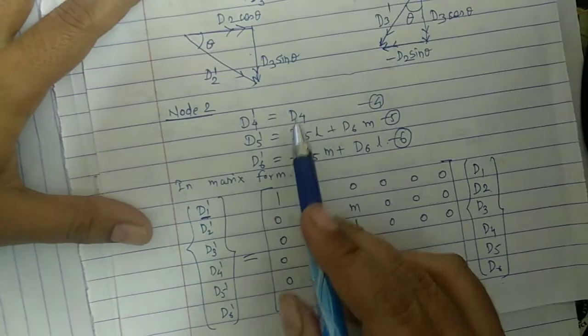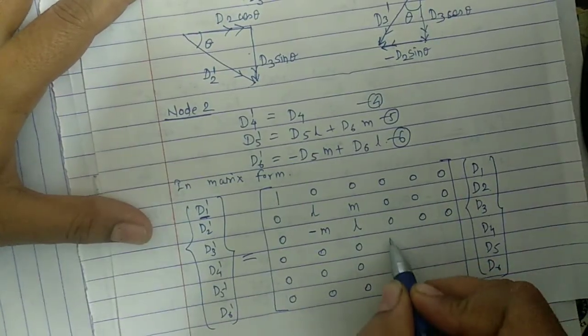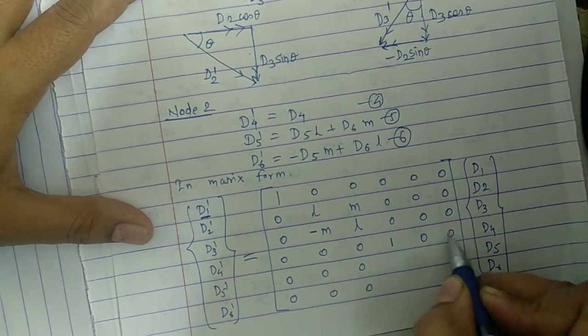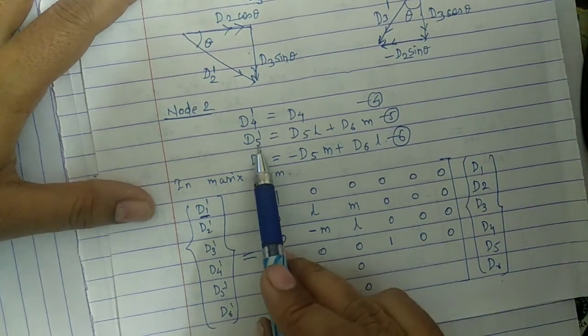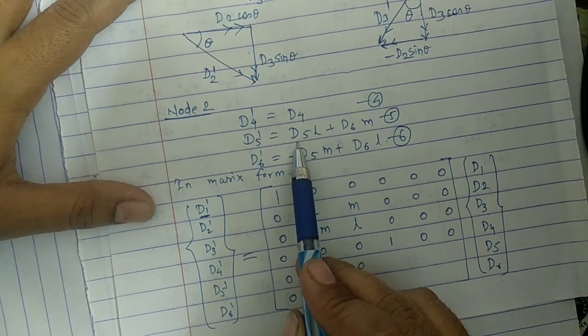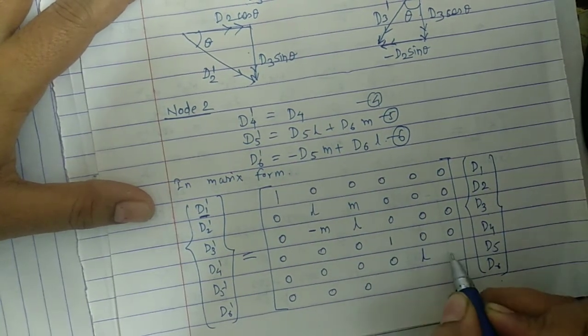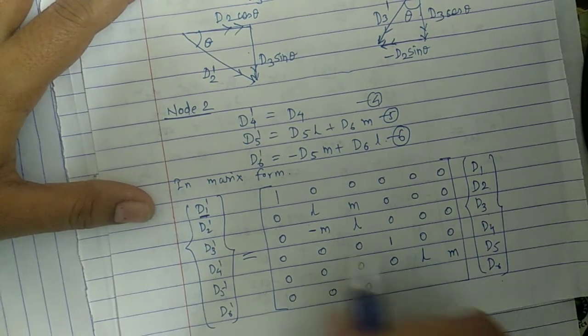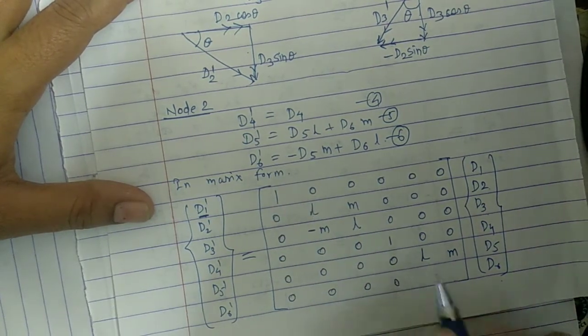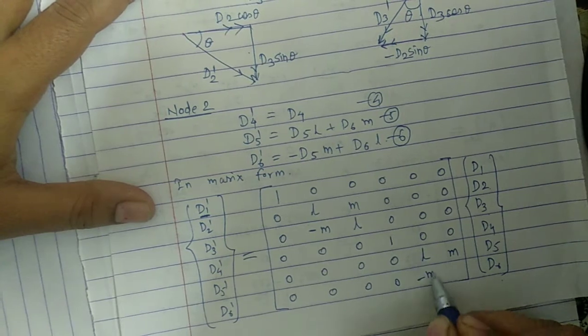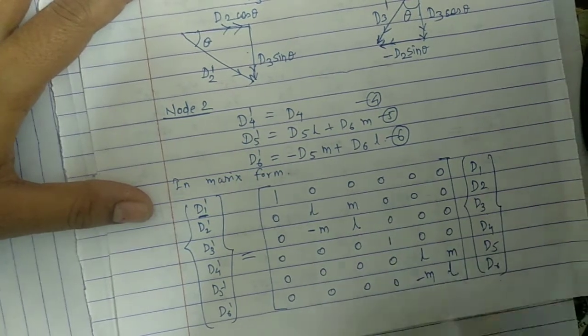Now d4 dash is equal to, the d4 coefficient is 1, and d5, d6 are not present, so 0. d5 dash is equal to, only the coefficients of d5 and d6 are there, so d4 is 0, d5 is L, d6 is M. Last, d6 dash is equal to d4 is 0, d5 is minus M, d6 is plus L.